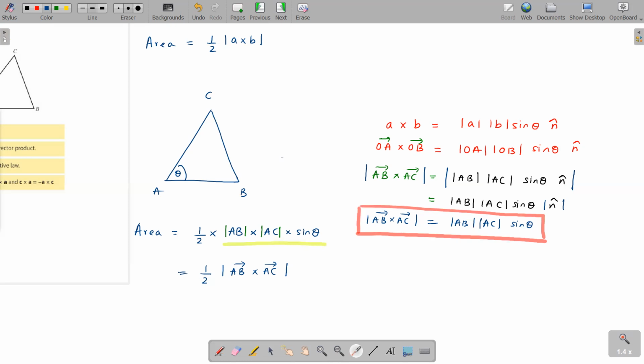Okay, so is this clear? I did the proof here, but you don't actually need to do the proof in the exam. You're allowed to use this equation directly. Are you with me? You're allowed to use this equation directly. So you don't need to prove anything here.